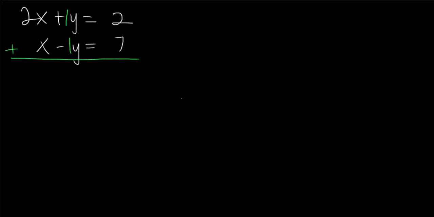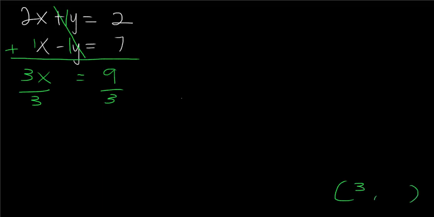So 2x plus 1x is 3x. And what happens here, the y's cancel. That's why I need them to be the same number and different signs. Okay, and then 2 plus 7 is 9. And then I can solve for x. Okay, so far, this is my solution. Okay, I just need the y.